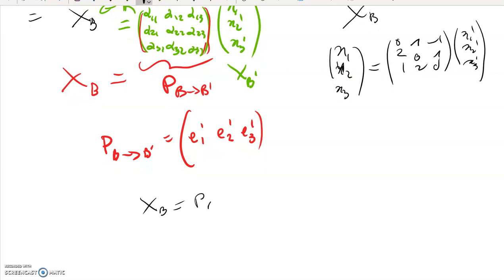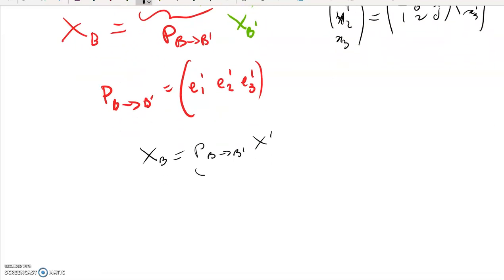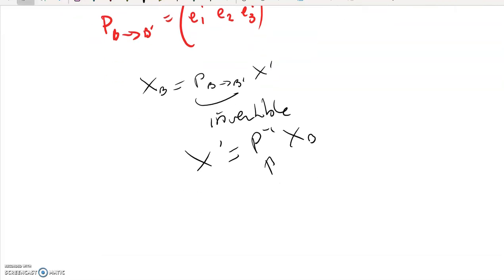xb is P from B to B prime times x prime, and the nice thing is that this matrix is invertible. So if you want x prime, the new coefficients with respect to the old ones, it's just P minus 1 times xb. What do you think comes here? Okay, P minus 1.